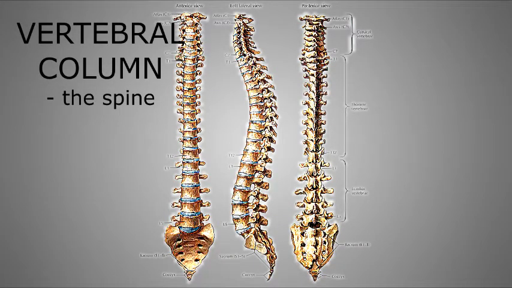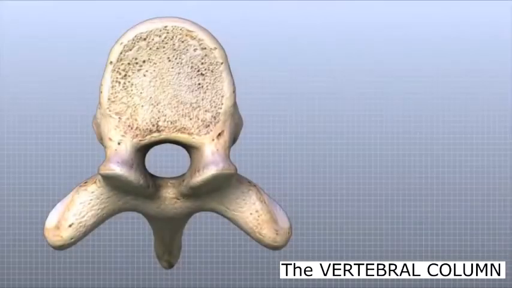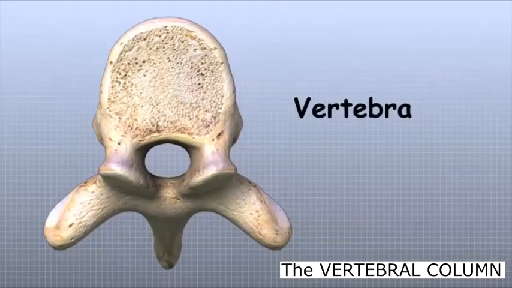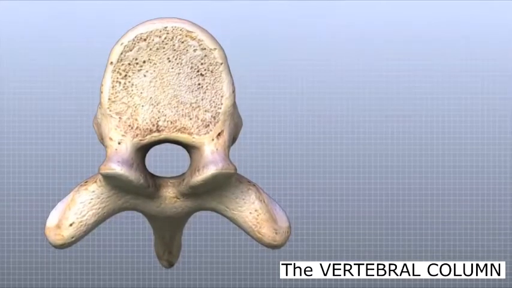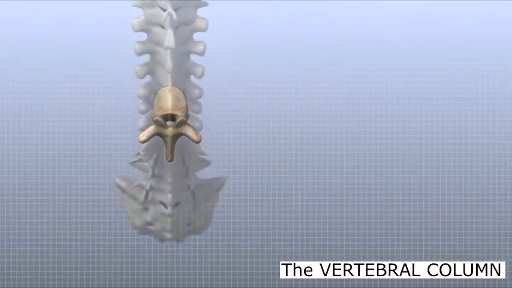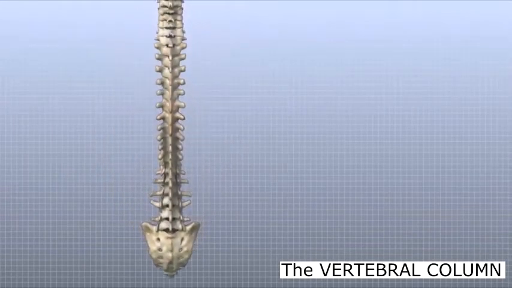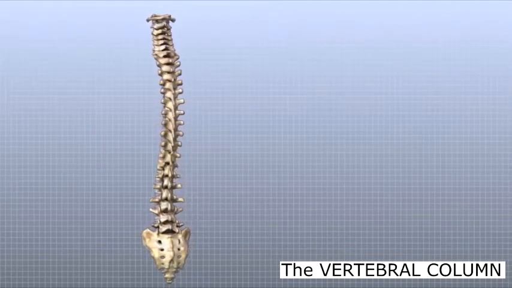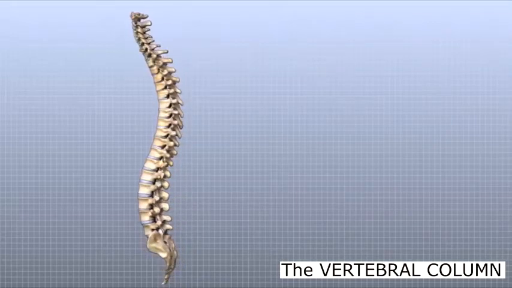Now let us see the anatomy of the vertebral column, which is also called the spine. The human spine is made up of 24 spinal bones called vertebrae. These vertebrae are stacked on each other to make the entire spine. The spinal column gives the body its main upright support.